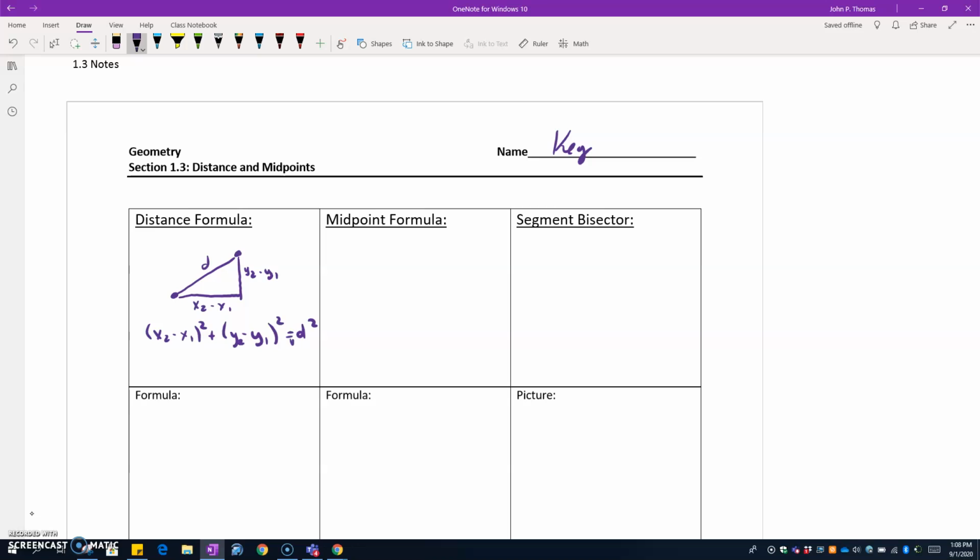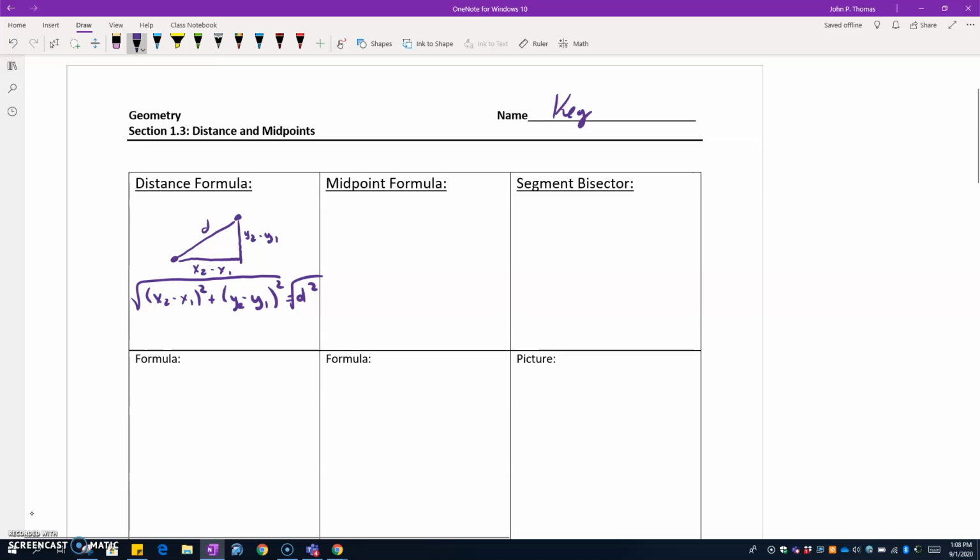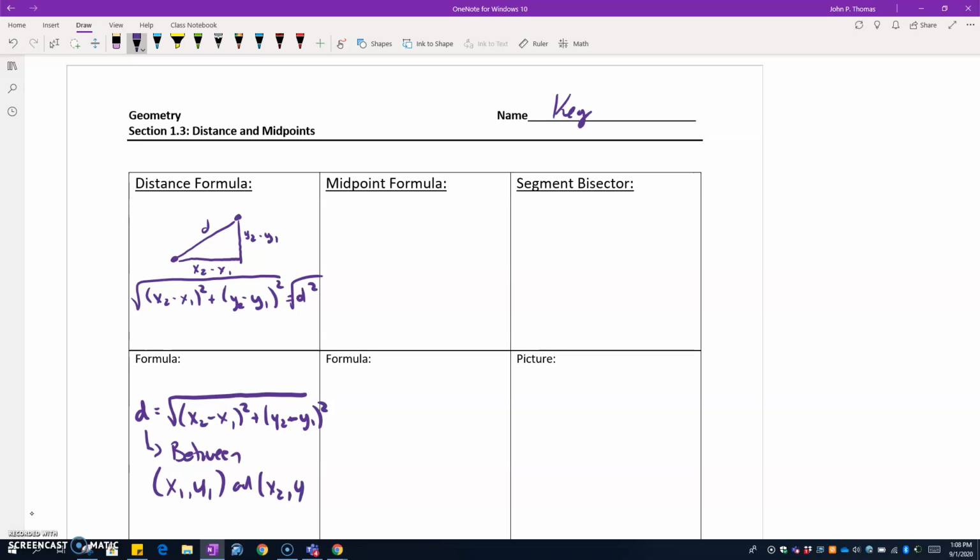So for distance formula, what we do is we take the square root of both sides, and we end up with the distance between 2 points: D equals the square root of (x2 minus x1) squared plus (y2 minus y1) squared. And again, this is the distance between the points x1 comma y1 and x2 comma y2. So that's our distance formula.